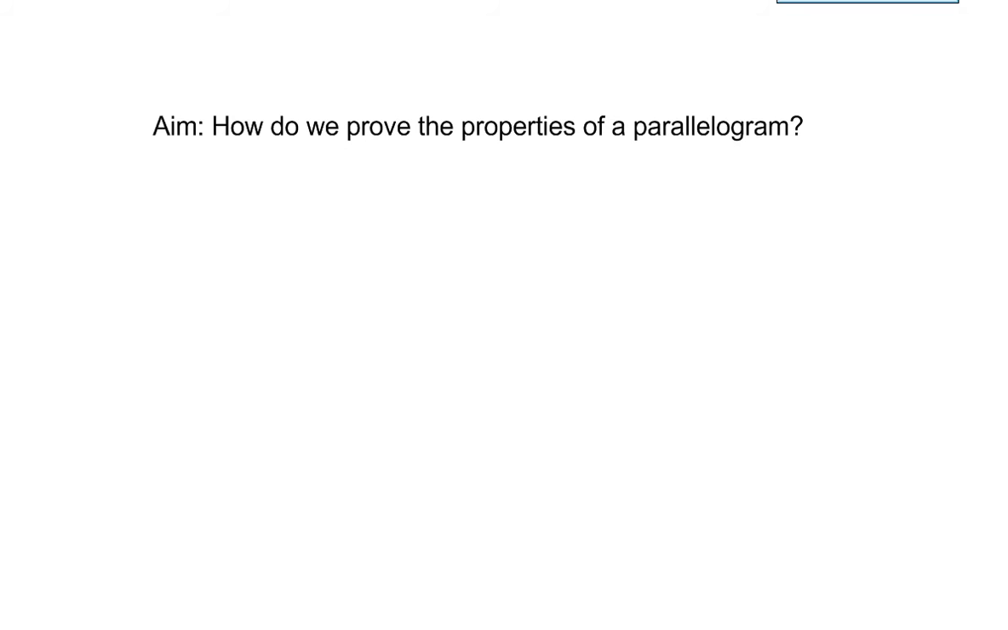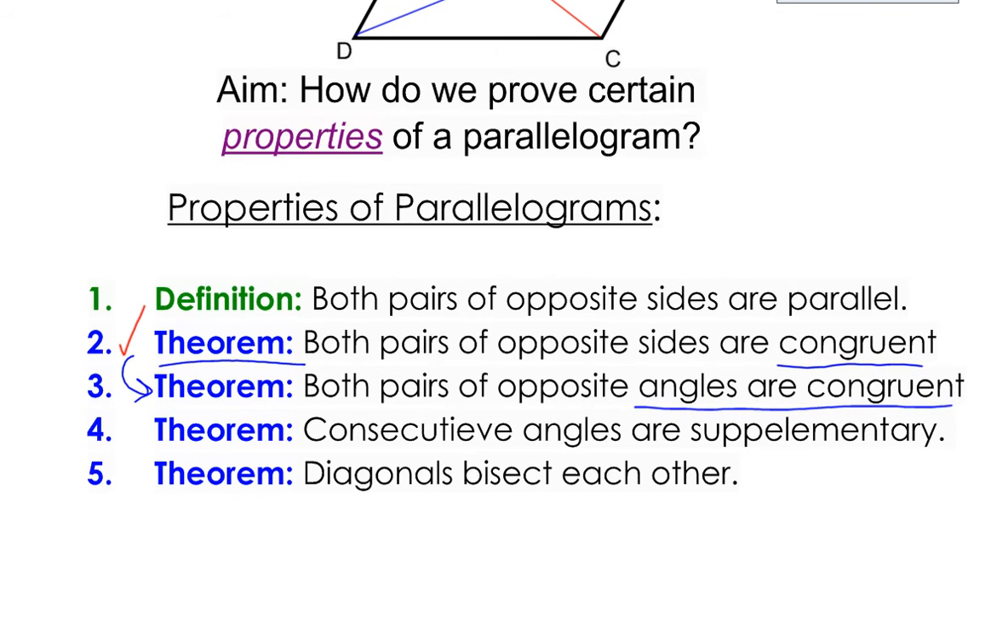Okay, welcome back. So again, our aim is how do we prove the properties of a parallelogram? So once again, what is a parallelogram? The definition is a parallelogram is a quadrilateral, a four-sided figure with both pairs of opposite sides parallel. So if you remember, there were many properties that we discovered when we measured them.